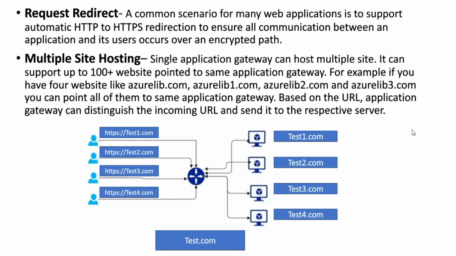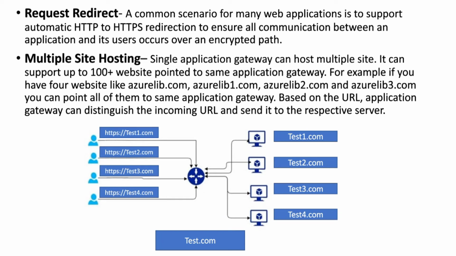The next feature we have is request redirect. A common scenario for many web applications is to support automatic HTTP to HTTPS redirection, to ensure all the communication between an application and its users occurs over an encrypted path. So for encryption, HTTP to HTTPS, we can do a request redirection also.